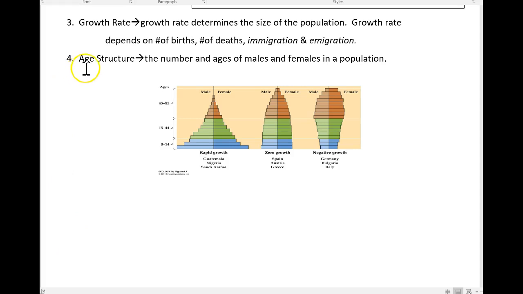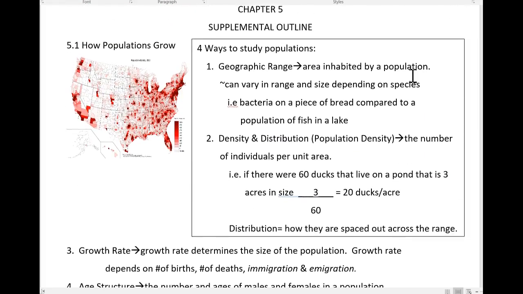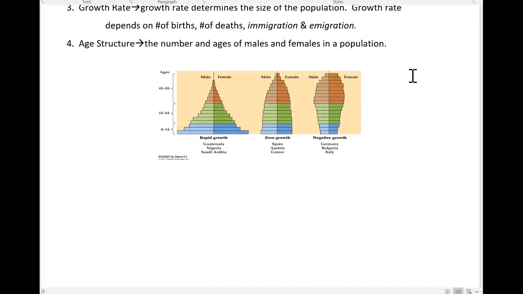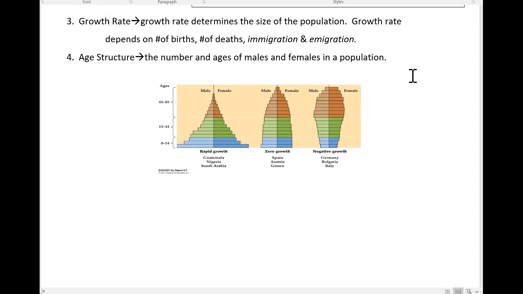And the fourth way to look at how populations grow is to look at the age structure. And you're going to see these graphs again, and you're going to see them on the midterm exam, and you're going to see them on your test.